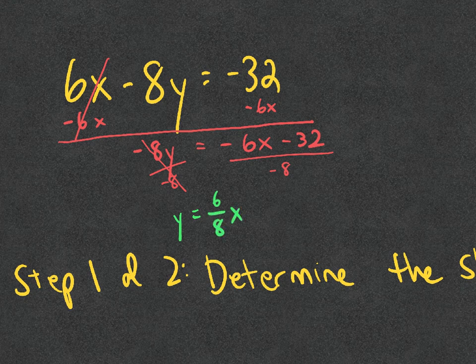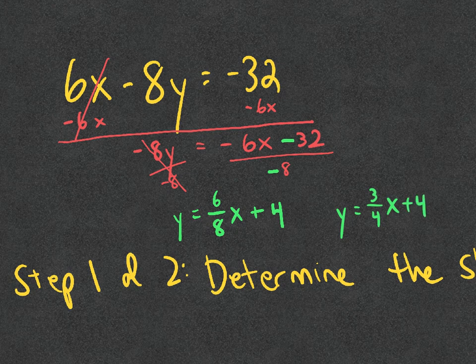And we've also got negative 32 over a negative 8, so negative over a negative is positive. 32 over 8 reduces to just 4, 32 divided by 8. And we can also reduce this 6 over 8, which we would want to do. They can reduce by 2. So we end up with y equals 3/4. 6 reduced by 2 is 3. 8 reduced by 2 is 4.